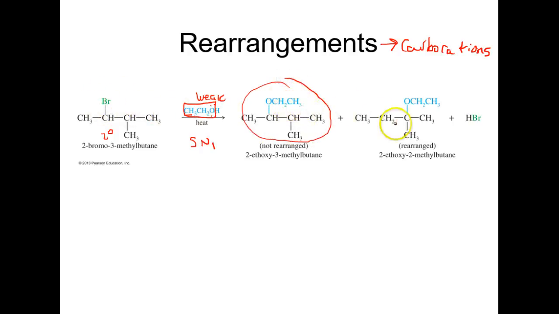Okay, but notice you get this product. How in the world am I getting this product? If the bromine was originally here, this is where the bromine was. But somehow this hydrogen right here moved over to here, and your nucleophile added to this carbon right here to put the group on there. So notice this is the rearranged compound. So we're going to look at why this happens.